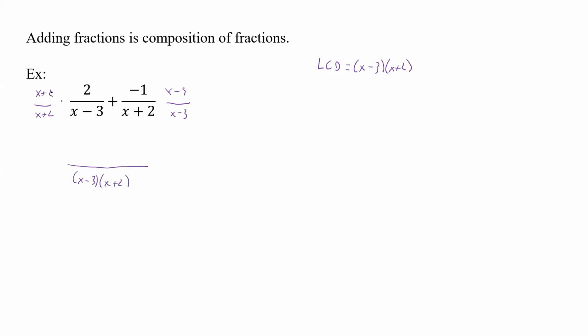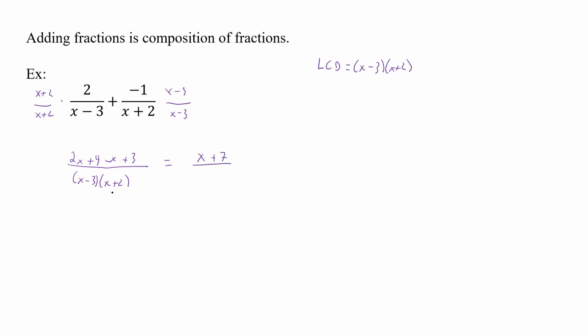Now, when we take x plus 2 times 2, we're just going to distribute, and we'll get 2x plus 4. And here we're going to distribute the minus 1, so that's going to give us minus x, and then that's going to become plus 3. So now what we can do is simplify. We have 2x minus x, so that's going to give us x. 4 plus 3 is 7.